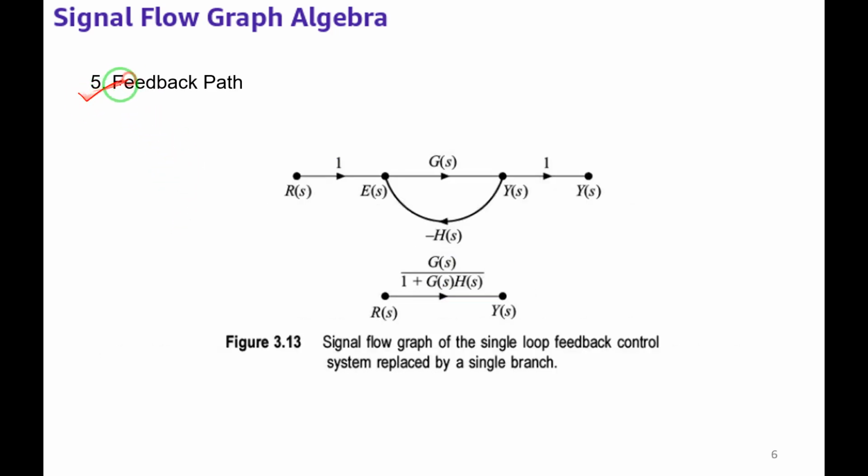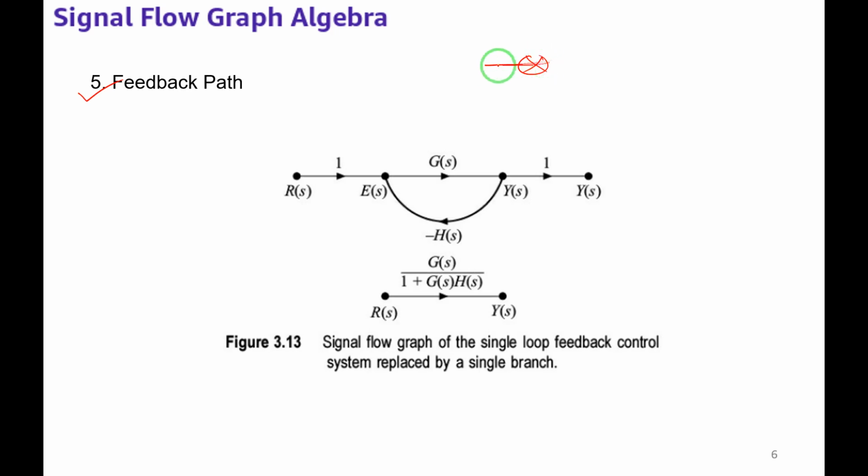Then last, that is the feedback path. Observe here, this is one of the signal flow graphs. This represents the signal flow graph of a simple closed loop system, right? I want to eliminate this feedback path. So this is the feedback path, and I will show you.